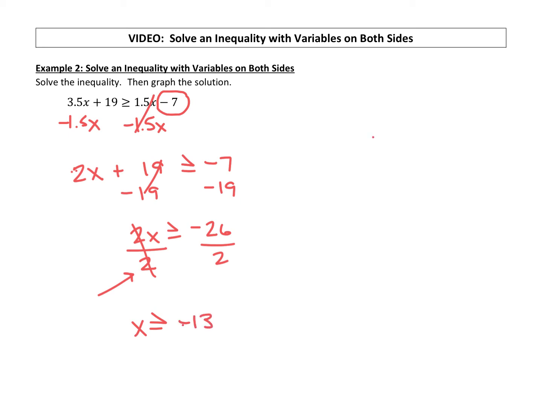So our solution is all of the x's that are greater than or equal to negative 13 will give us a true statement in this original inequality. So we solved it. Now we're going to graph it.